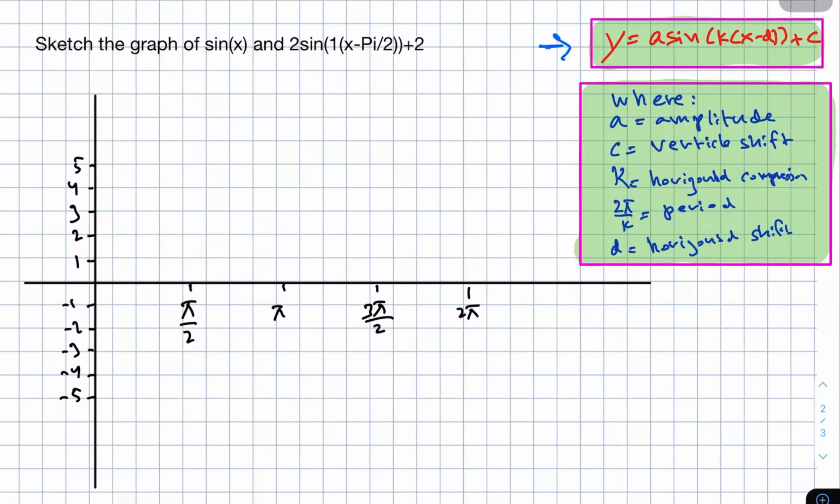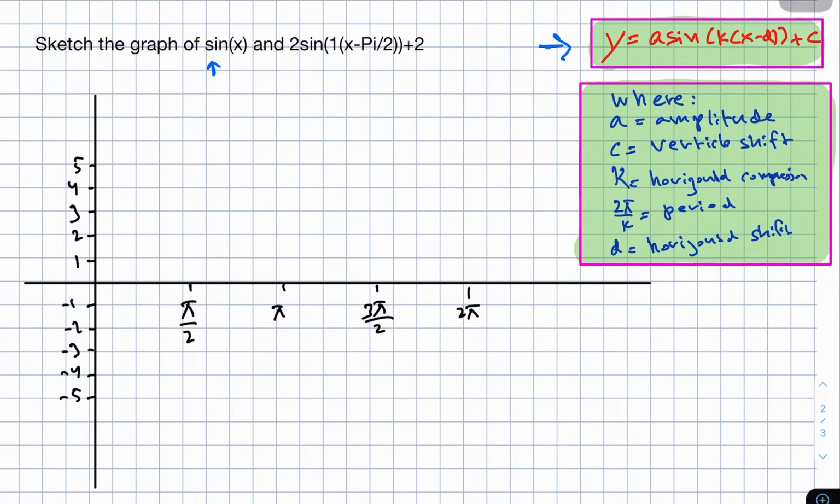horizontal shift. So we can see in the first part a is just 1, so the amplitude will be just 1, and you can see that there is no vertical shift or horizontal shift, and the period is just 2 pi, and there is no horizontal compression performed on the function.